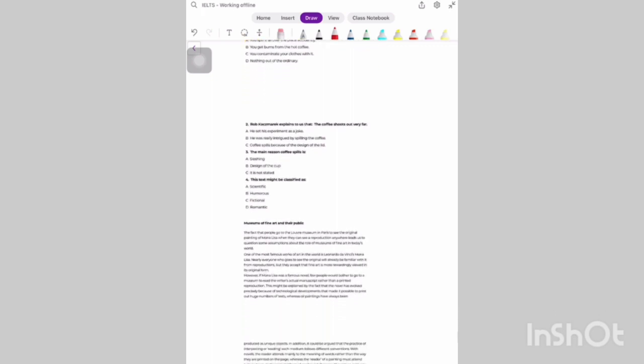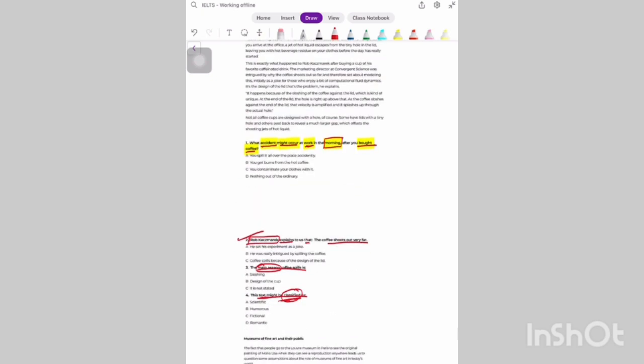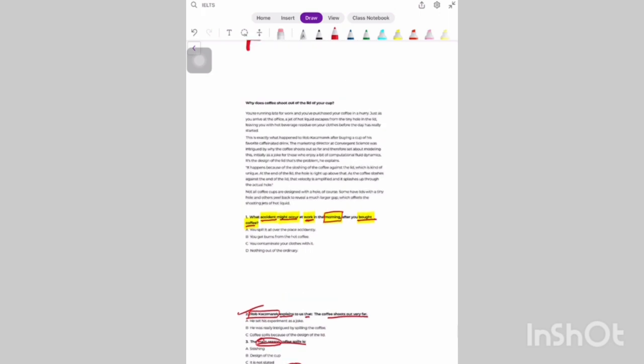Rob Kaczmarek, I don't know if I'm pronouncing it correctly, if I'm not, sorry, explains to us that coffee shoots out very far. Now we are given a proper noun, so it's easy to identify in the text. The main reason coffee spills is, the main reason. Why does the coffee spill? This text might be classified as, so classified is my major keyword here, text is my major keyword. Now, what accident might occur at work in the morning after you bought coffee?